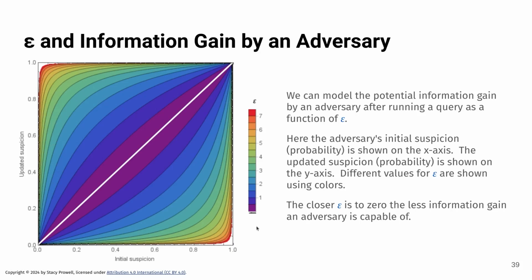So the closer epsilon is to 0, the less information gain an adversary is capable of. But you can see that drops off pretty fast as epsilon goes to higher and higher whole numbers, like 7 up here, or higher than 7. Okay.